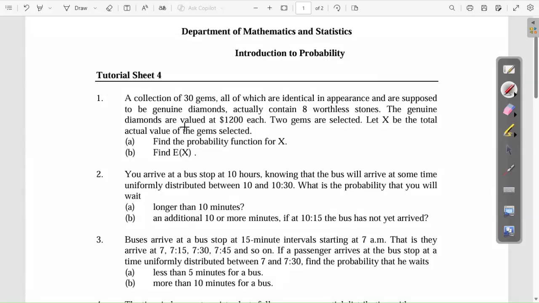All right, so now tutorial sheet 4 is going to look at questions from the continuous distributions. There's also a little bit of discrete random variables and how to find the expected value. We're going to look at joint distributions, how to find the probability using the joint distributions, how to find the expected values, how to find the expected value of XY, and how to find the covariance. We are going to look at all that.